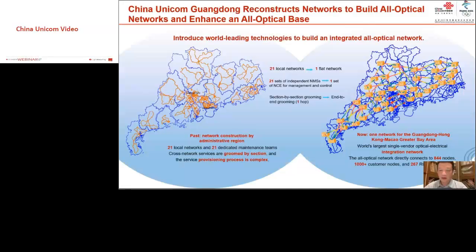In the previous traditional network construction mode, 21 local networks needed to be constructed in the 21 cities in Guangdong province, and 21 dedicated maintenance teams needed to be deployed. Across-city services are scheduled by segments. The service provisioning process is complex and it takes a long time.